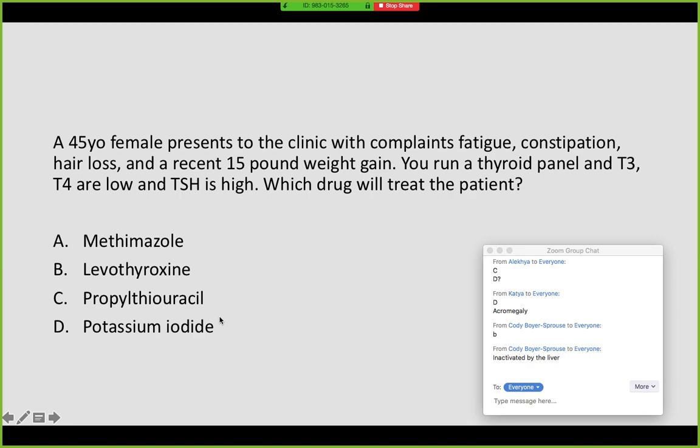All right. So a 45-year-old female presents to the clinic with complaints of fatigue, constipation, hair loss, and a recent 15-pound weight gain. You run a thyroid panel and T3, T4 are low, and TSH is high. Which drug are you going to treat the patient with?